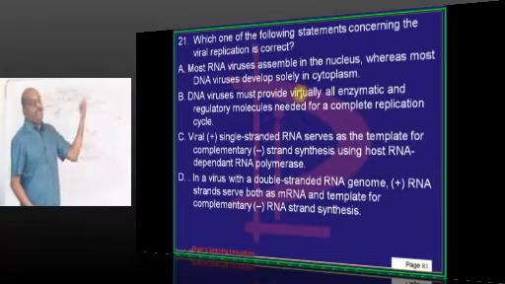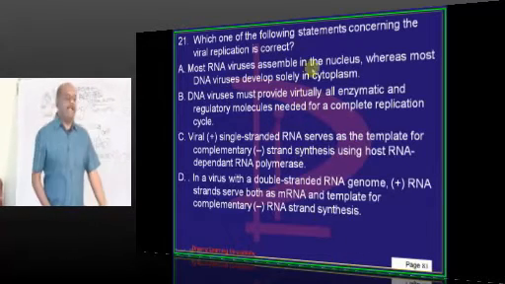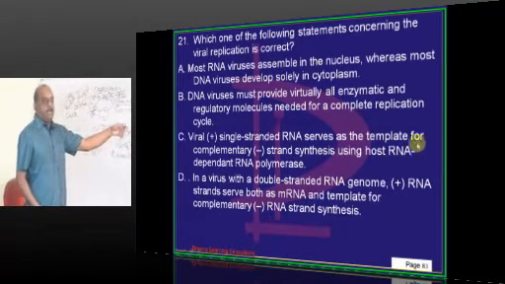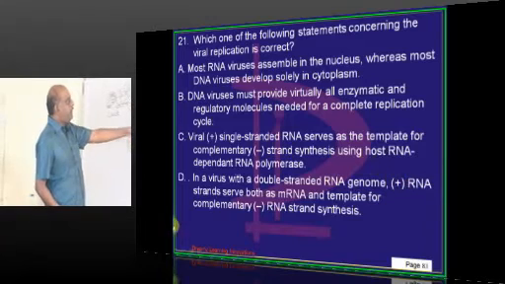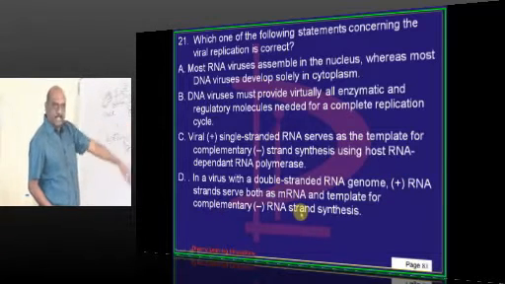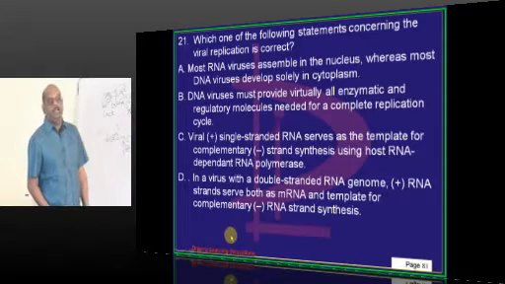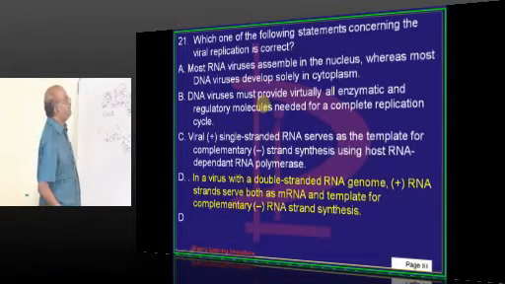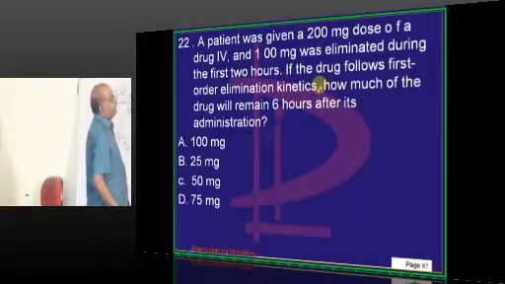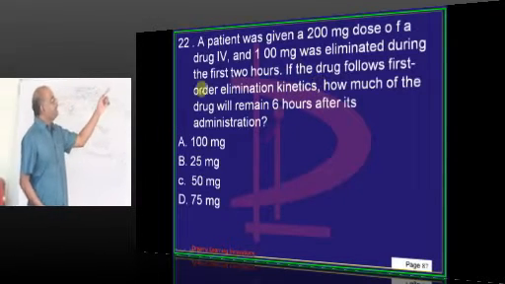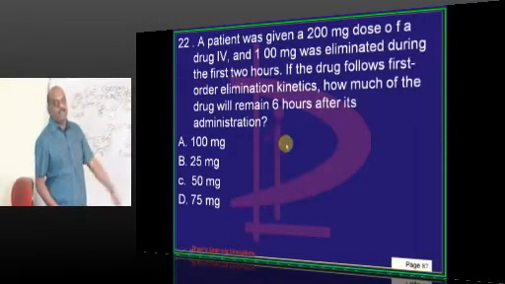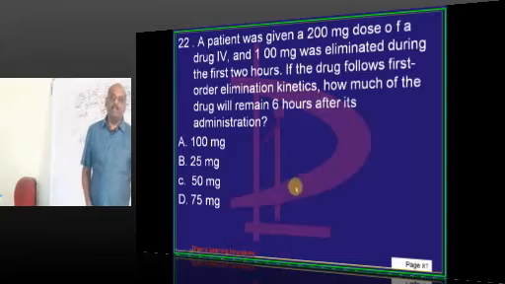Then coming to viral replication, how does it basically happen? It is a double-stranded RNA genome. You have a positive RNA strand, acting both as a mRNA, and also it acts like a template to the complementary negative RNA. That is the nature of the viruses is what you have to basically understand. A patient was given 200 mg and it became 100 mg within the first 2 hours. That means what is the elimination half-life?